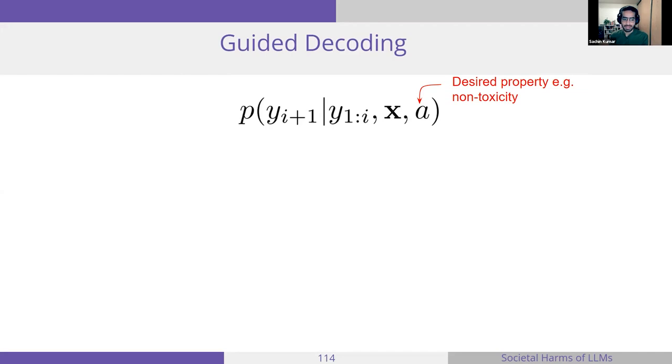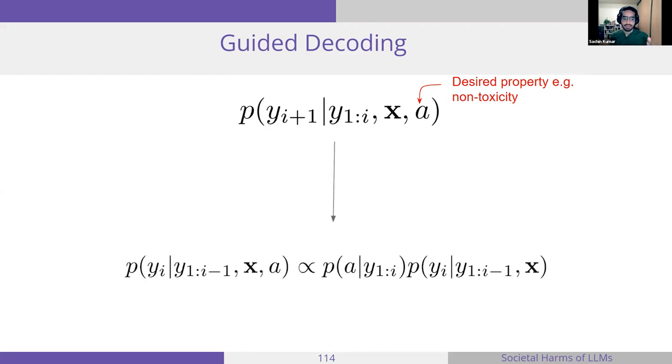If we apply a simple Bayes rule, we get this formulation. We separated P(A given Y), which is how this desired property is measured, and the other probability, which is just our language model for which we have a pre-trained model, which we don't need to modify. So basically, we can modify the probability at every step using some external evaluator P of A, which evaluates how the generation is performing so far.